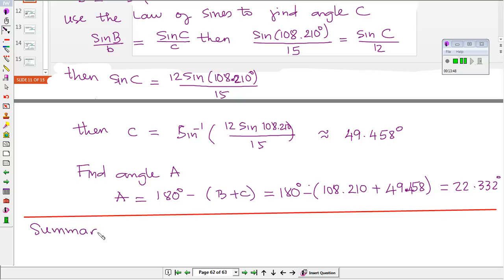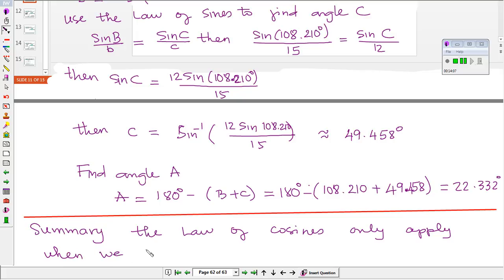Okay, let's write down this summary. The law of cosines only applies when we know side-angle-side, or side-side-side.